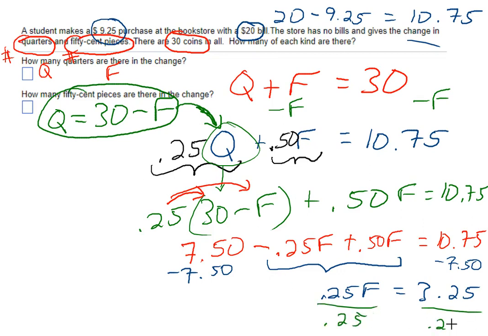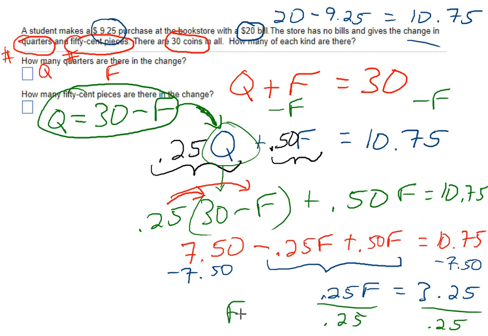Now, there's some restrictions here to the kind of answer we can get. F cannot be a fraction. It can't be a decimal, right? F is the number of 50-cent pieces. You can't have 3.5 50-cent pieces, right? It's either going to be 3 or it's going to be 4. So this has to work out as a whole number or something's wrong.